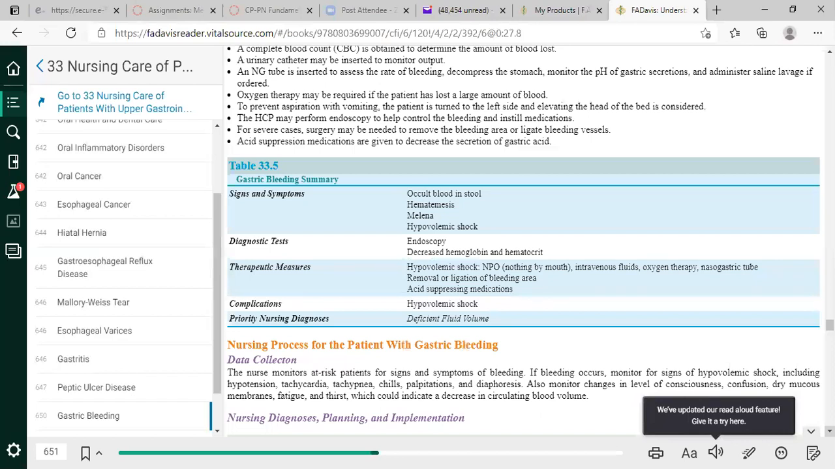And this just talks about for gastric bleeding, a diagnostic test would be to utilize an endoscopy and look at the lab values, where we would anticipate the patient having decreased hemoglobin and hematocrit levels. And it also states the therapeutic measures. It talks about gastric cancer.